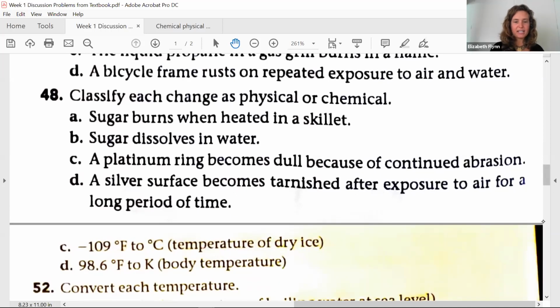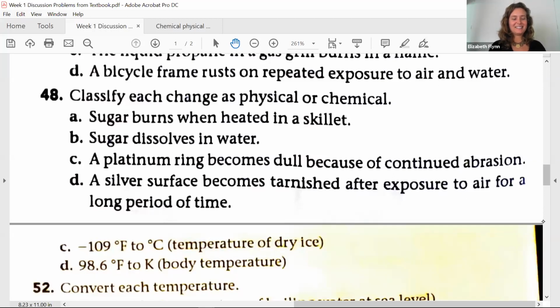Okay, what about number 48 here? Classify each change as chemical or physical. What about sugar burning when heated in a skillet? Is that a chemical change or a physical change? And we still have 11 people in here. I'd love to see 11 responses. Can we get everyone responding? If you're on a mobile device, I know it's hard, so that's okay. You don't have to, but if you're on a computer, it's easy.